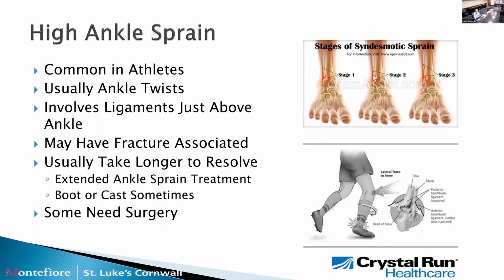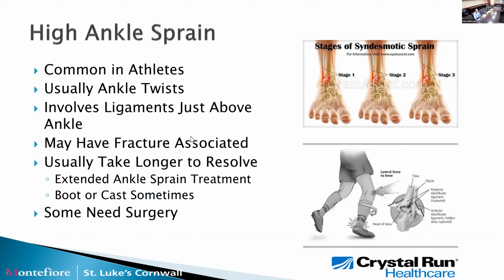Sometimes there's actually more extensive tearing. And sometimes the tearing is so extensive that the bones will actually separate from one another. They may have an associated fracture. Sometimes the ligament will tear down here, and then the bone on the fibula will fracture up above. Sometimes also you can get ankle fractures associated with this.